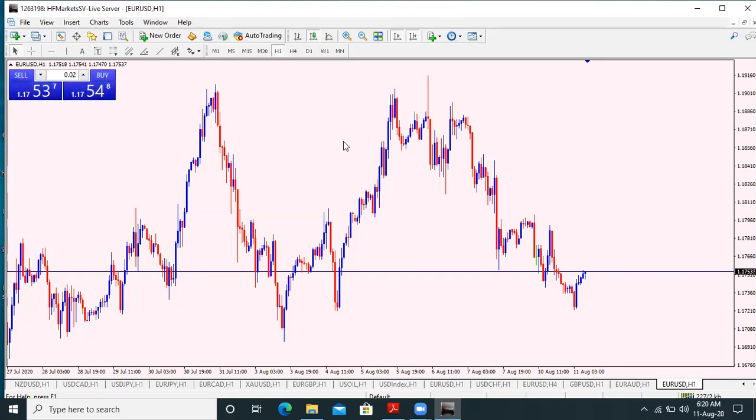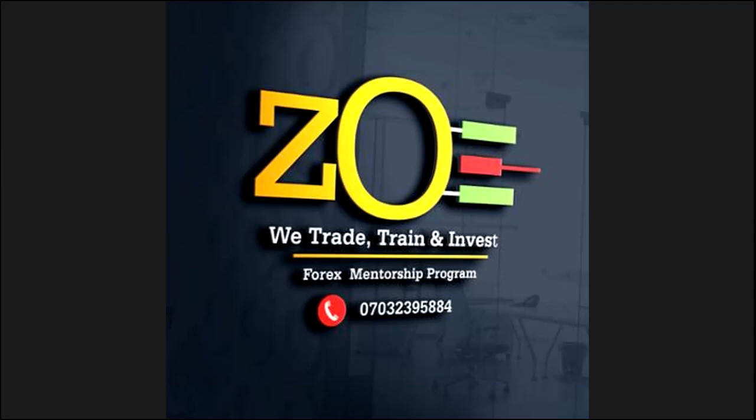Like I was saying, it's about the relationship between the bears and the bulls. We have three kinds of market structure: the trending market, the ranging market, and the choppy market. Let me start with the trending market. We have two types: the uptrending, also known as the bullish market, which is the market that is buying, or the downtrending, also known as the bearish market, which is the market that is selling.